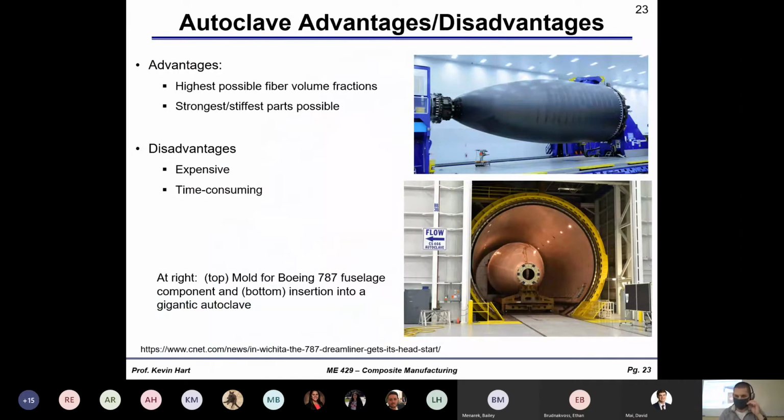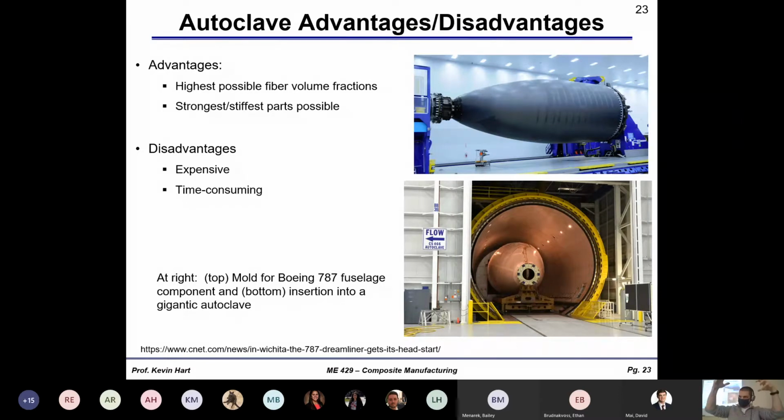Autoclave advantages and disadvantages. So when we were talking about autoclaving, we said that the advantage here was because it's got this big pressure cooker, you can more or less give the highest fiber volume fractions possible. And we'll talk about this a little bit later when we talk about the mechanics portion. But the more fibers that you can pack into your composite, the more load carrying capability that composite's going to have, and the better it will be.